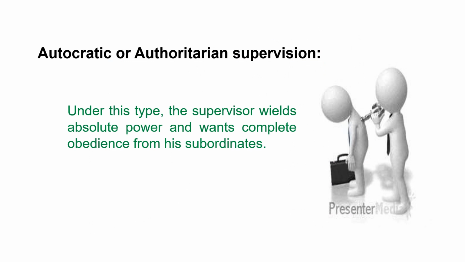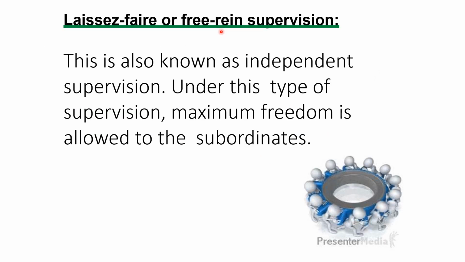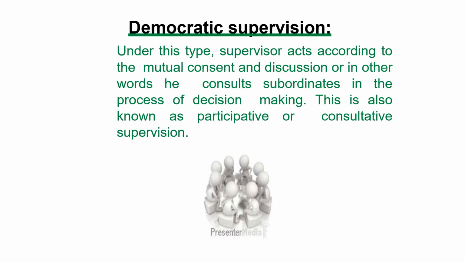About the autocratic or authoritarian supervision, under this type, the supervisor wields absolute power and wants complete obedience from his subordinates. This is the image. In laissez-faire or free rein supervision, the maximum freedom is allowed to the subordinate. It is also called independent supervision. The fifth type is democratic supervision. Under this type, the supervisor acts according to the mutual consent and discussion, or he consults the subordinate in the process of decision making. It is also called participative or consultative supervision.